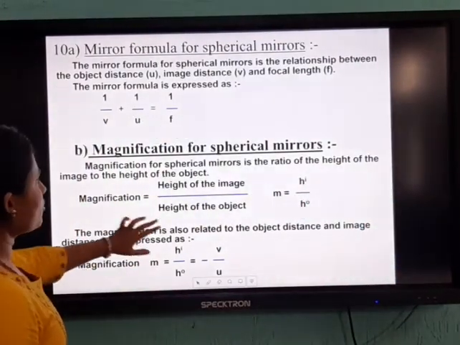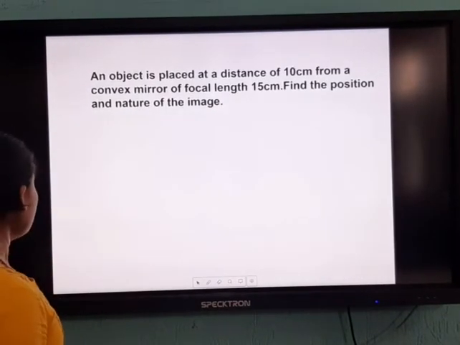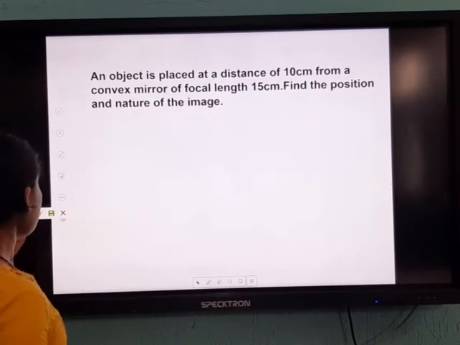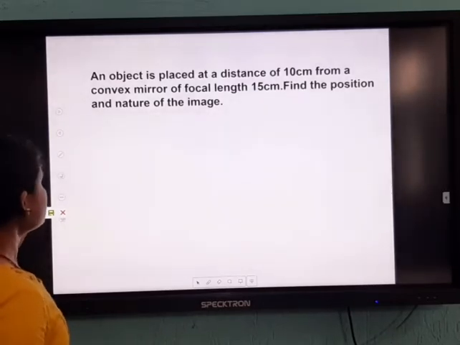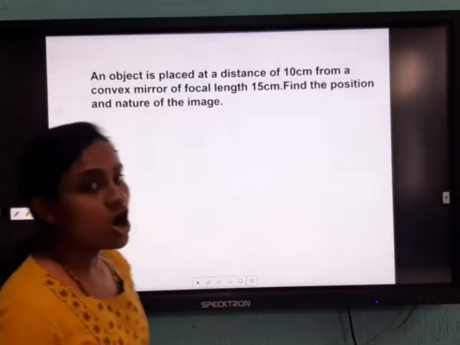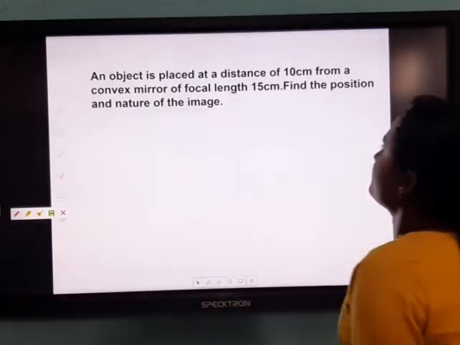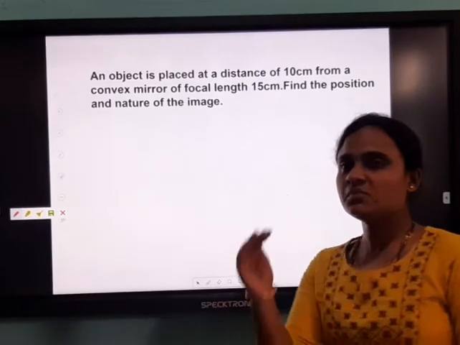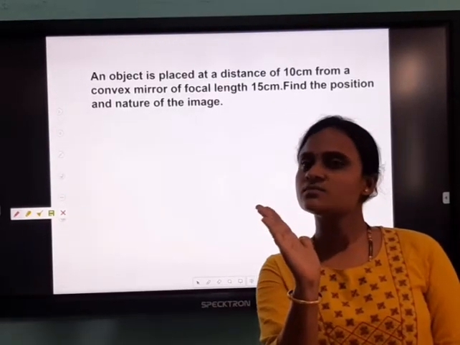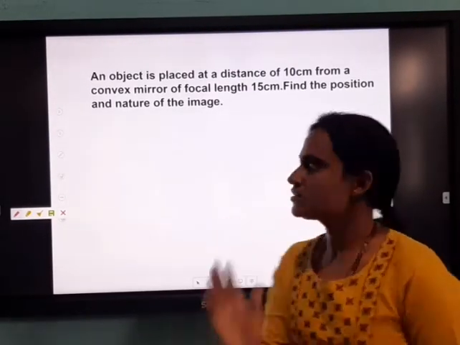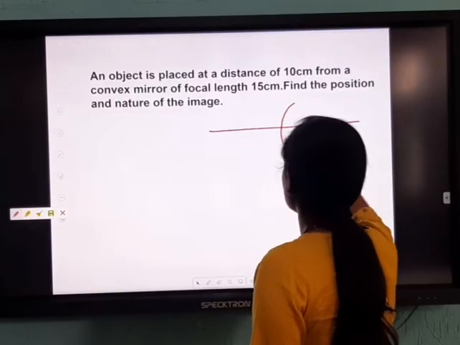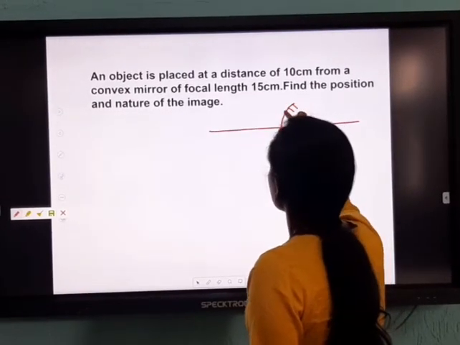Now we will solve one problem. See, an object, just read with me the question. An object is placed at a distance of 10 centimeter from a convex mirror. Convex mirror means it will be like this or like this. This is concave, this is convex. So this is a convex mirror. I am drawing a diagram for your use. Convex mirror.